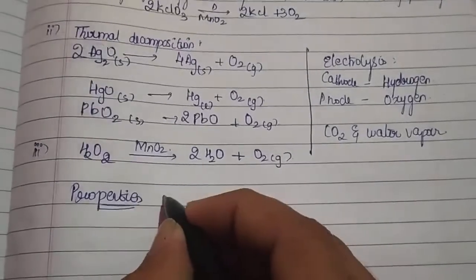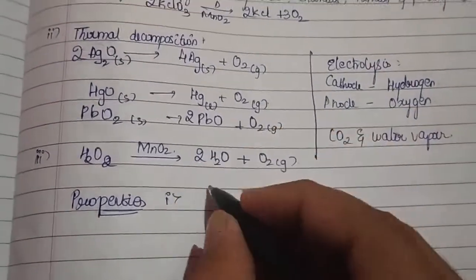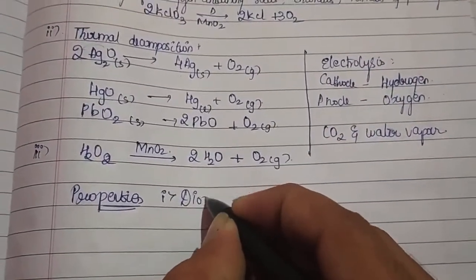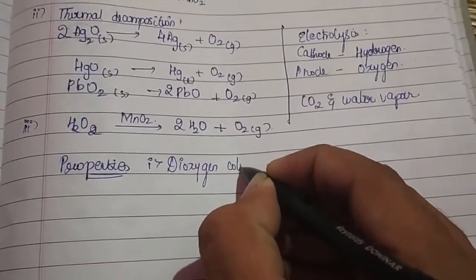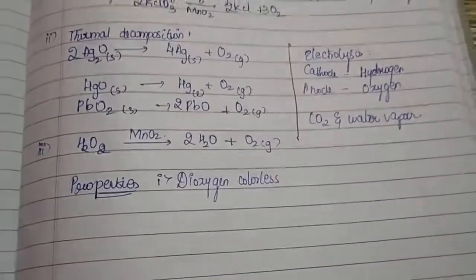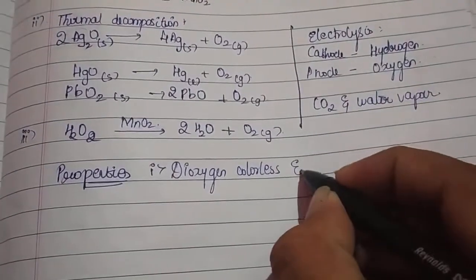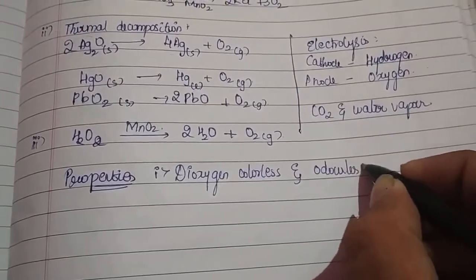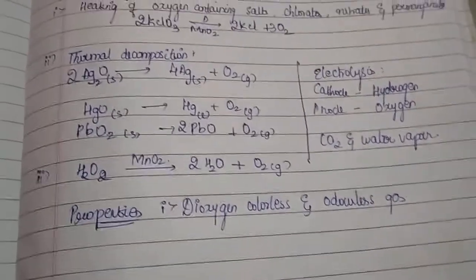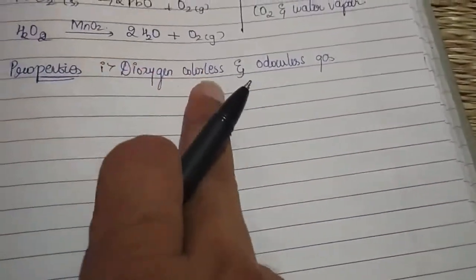Basically, whenever we talk about its appearance, remember dioxygen is a colorless gas. Of course, though there is dioxygen in the atmosphere, we cannot see it, which shows that it is colorless, and it does not have any smell, so it is also an odorless gas.